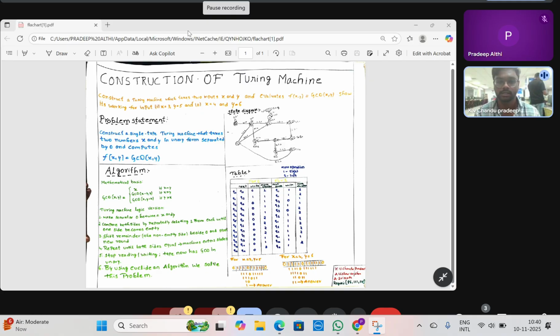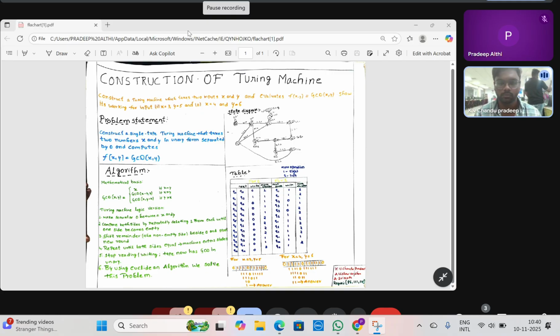Our task is to build a single tape Turing machine that takes two numbers x and y in unary form. That means each number is shown by a sequence of ones and separated by a zero. For example, if x equals 3 and y equals 5, the input on the tape will be 11101111. The problem statement is to construct a Turing machine that takes two numbers x and y in unary form, separated by zero, and computes the GCD.